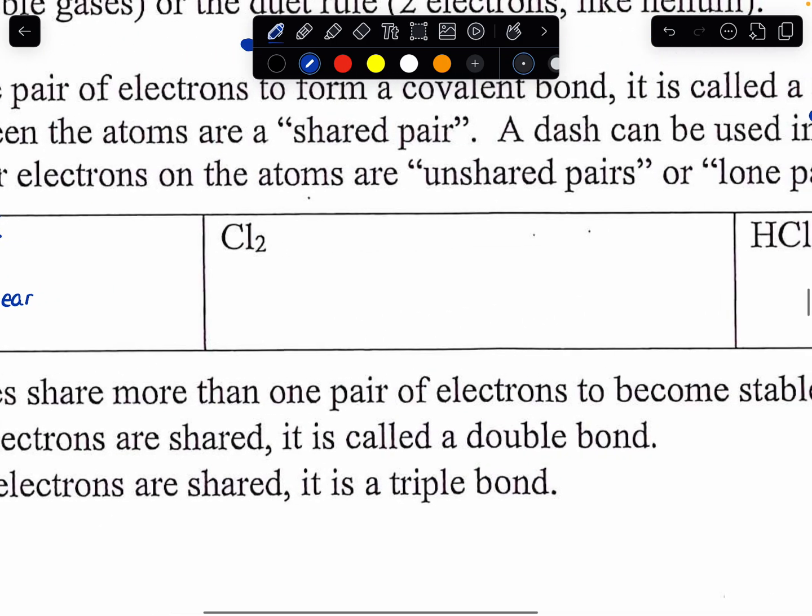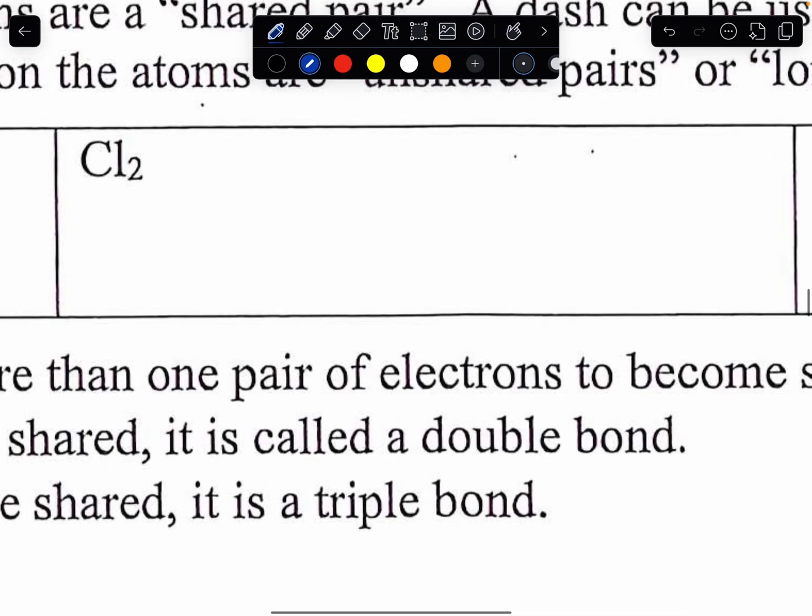Obviously we did not use all the numbers on our thinking map. We're just starting with the very easiest one to draw, and we'll just go through these steps each time. Okay? All right, so now we're looking at chlorine gas. Chlorine gas is a diatomic molecule, and we're going to count up its valence electrons.